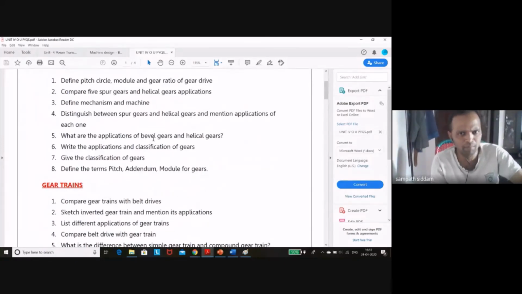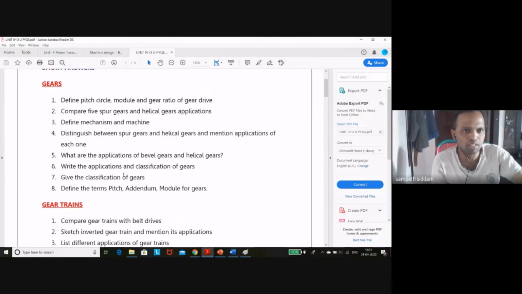What are the applications of bevel gear and helical gear? I just listed the applications before. Next, write the applications and classification of gears. If it is asked as a 2 mark question, just write the classification, like spur gear, helical gear and so on, and write the applications straight away. Define pitch, addendum, and module of a gear, the same definitions as before. Addendum is the outer portion, which indicates the height. So these are the questions asked on gears from 2009 to 2020 in all the EME exam papers.